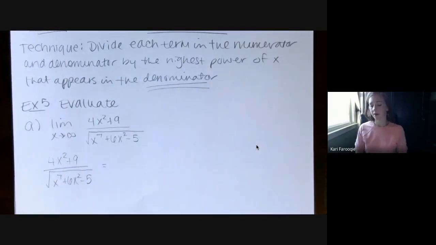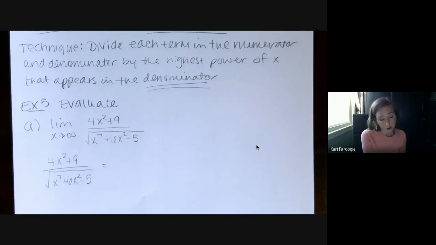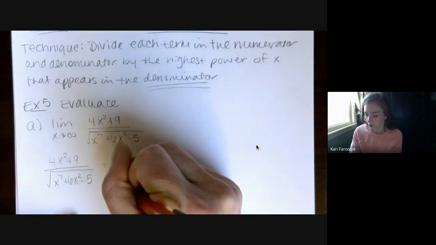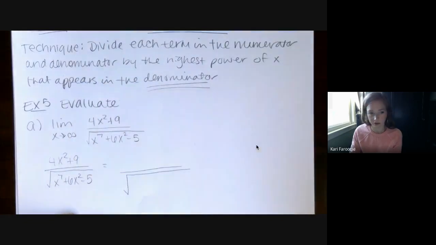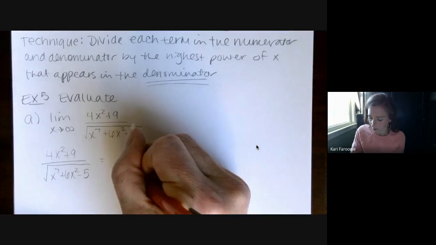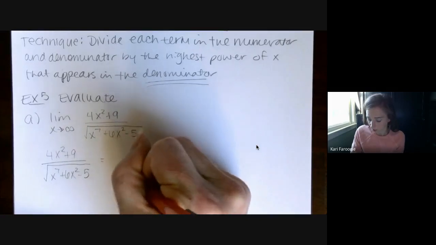Okay. Now, looking at that denominator, it looks like the highest power of x is x to the 7th, but be careful because it's only x to the 7th under the radical. Officially, it's not really x to the 7th, but let's focus on what it really is in a second. Focus right now on the denominator. What we're going to do is write our radical in the denominator, and divide each term under the radical by x to the 7th.